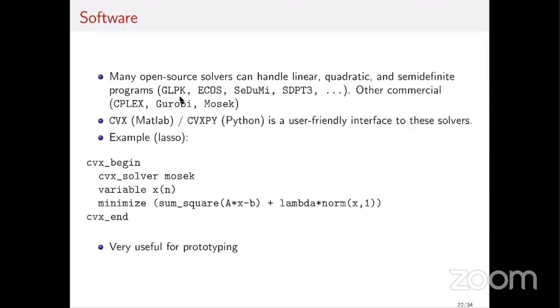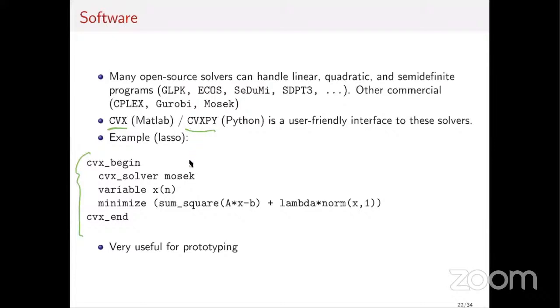For example, when we wanted to write the Lasso problem as a quadratic program, we had to change the L1 norm. We had to introduce a new variable that plays the role of the absolute value and add some new constraints. This is exactly what the interface will do for you. One of the interfaces that I like the most is called CVX. This is for MATLAB. There is a Python version called CVXPY. In CVX for MATLAB, this is the piece of code that you write for the Lasso problem.